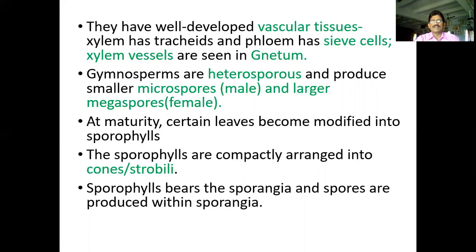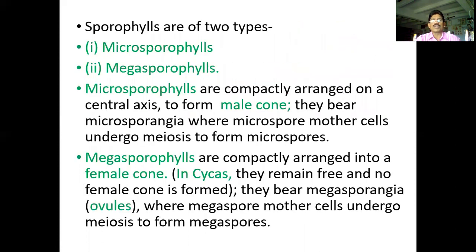At maturity, certain leaves become modified into sporophylls. The sporophylls are compactly arranged into cones or strobili. The plant body has male cones and female cones. They are also known as a sorus, also known as strobili. The sporophyte bears the sporangia, and the spores are produced within the sporangia.